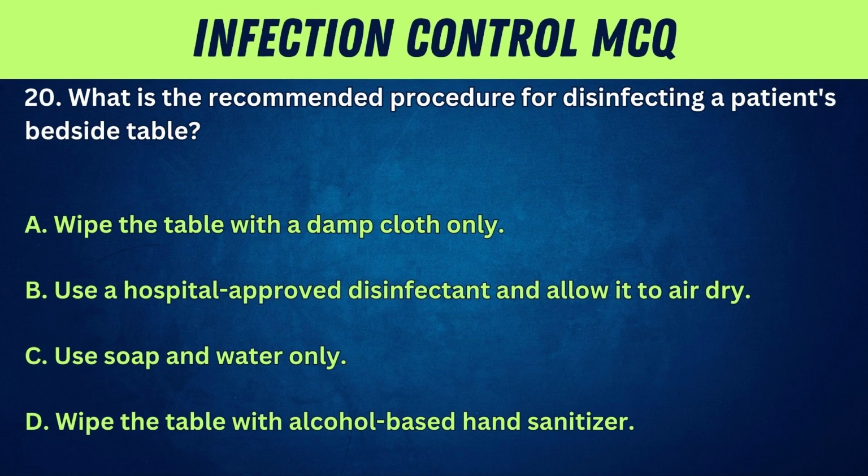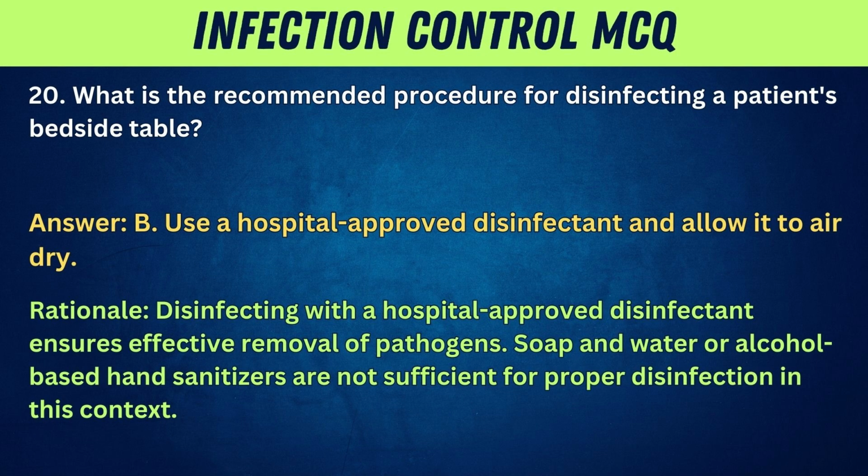20. What is the recommended procedure for disinfecting a patient's bedside table? A. Wipe the table with a damp cloth only. B. Use a hospital-approved disinfectant and allow it to air dry. C. Use soap and water only. D. Wipe the table with alcohol-based hand sanitizer. Answer: B. Use a hospital-approved disinfectant and allow it to air dry.